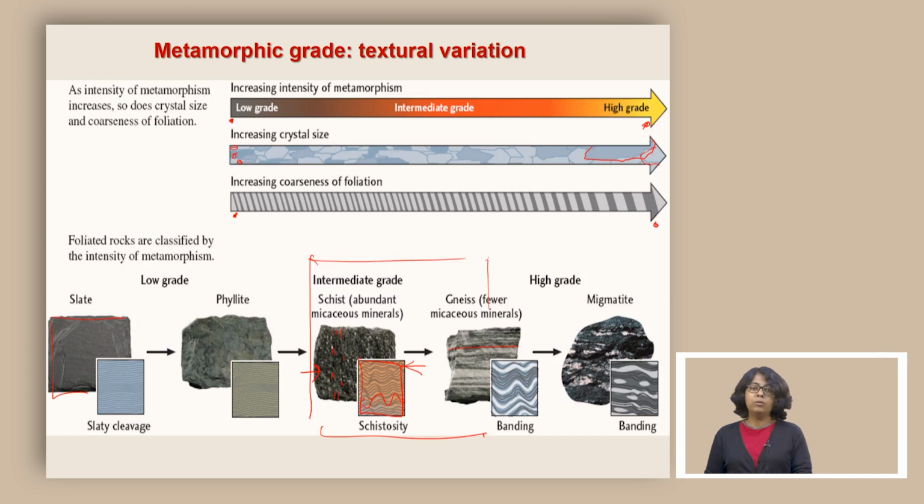What is important to notice here is that in slate, in order to observe the foliation, we have to look at the microscopic structure, and when we come to gneisses, it is visible even without a microscope, and that is what we meant by increasing coarseness of the foliation. The coarser it gets, the easier it is to see without any microscope, and that is what we find as we progress with the metamorphic grade.